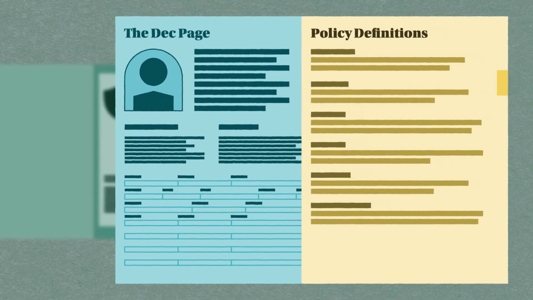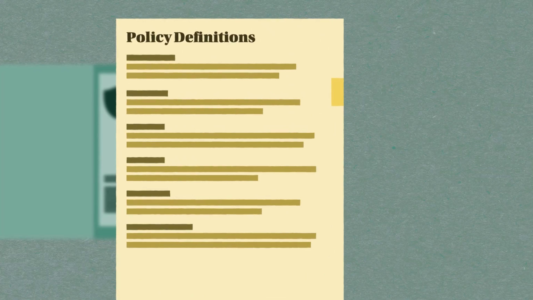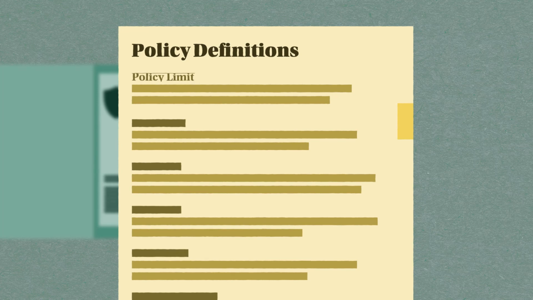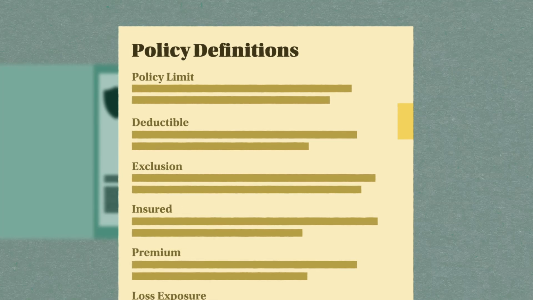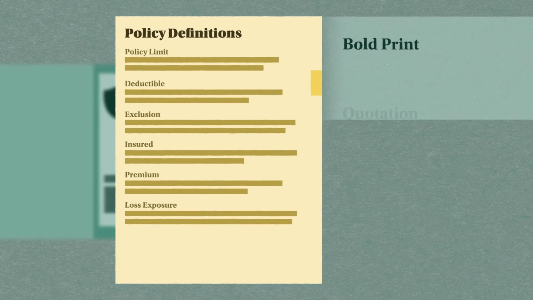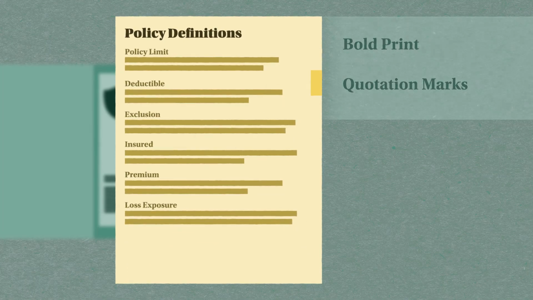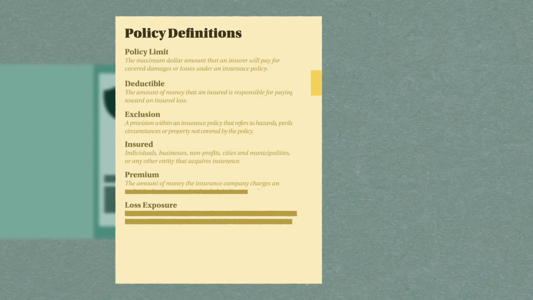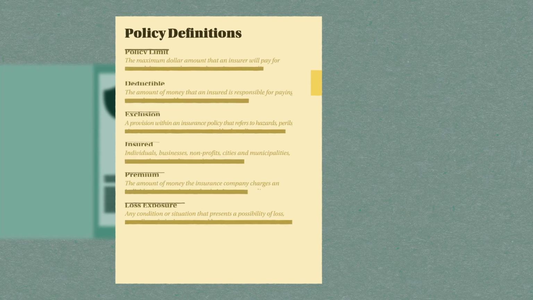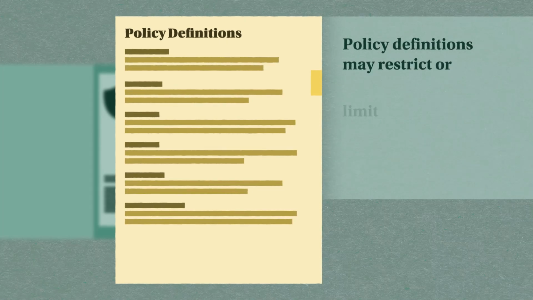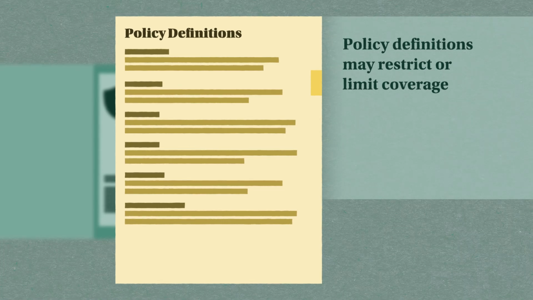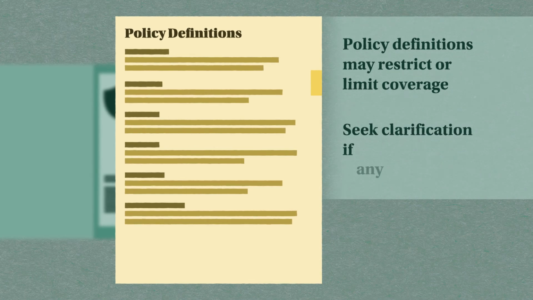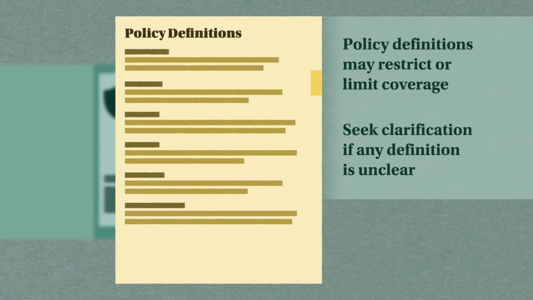Policy definitions. A policy contains many common words that have specific meanings within the context of insurance. The policy usually identifies these words with bold print or quotation marks and includes a dedicated section that clearly defines such words. Since policy definitions may restrict or limit coverage, it is essential to read this information carefully and seek clarification if any definition is unclear.